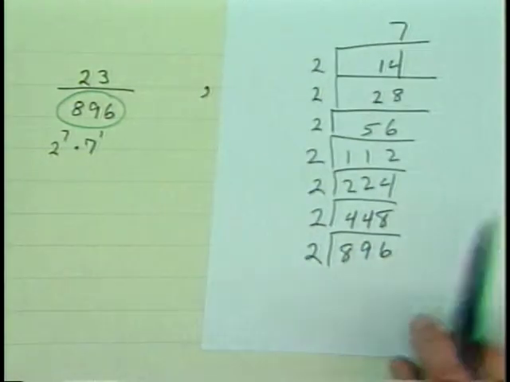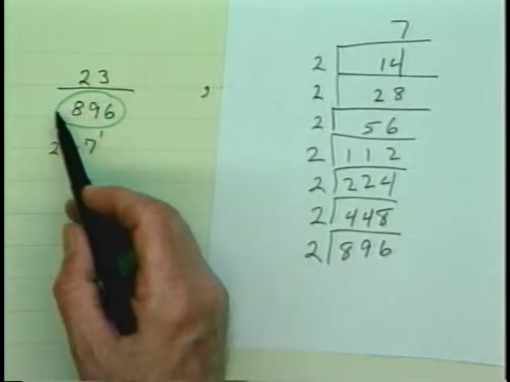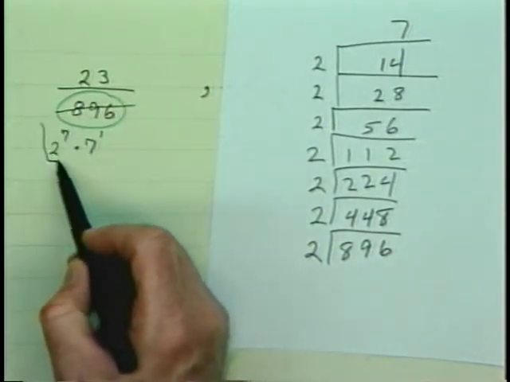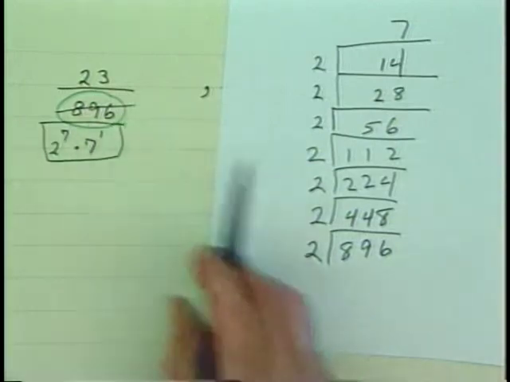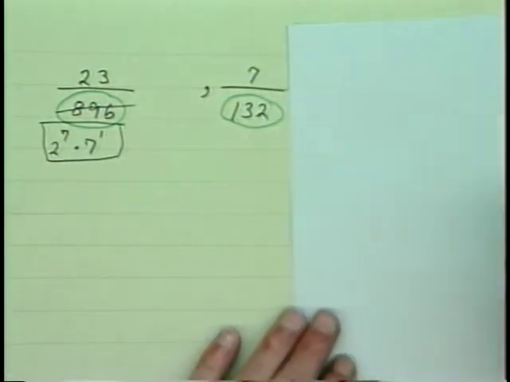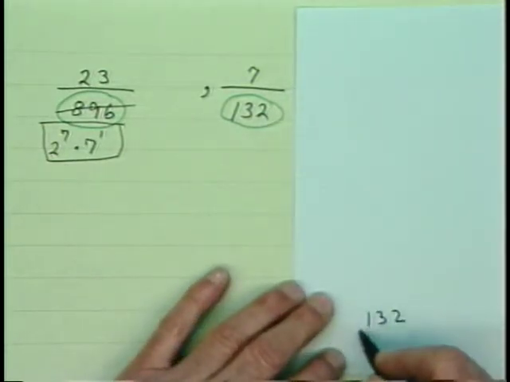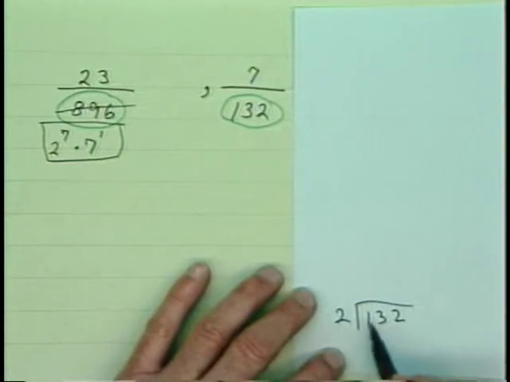The point being here, we have prime factored 896, so we could do away with it and use this as its replacement. They are the same, just written differently. Now prime factoring 132. Again, we can see that 2 goes into this.